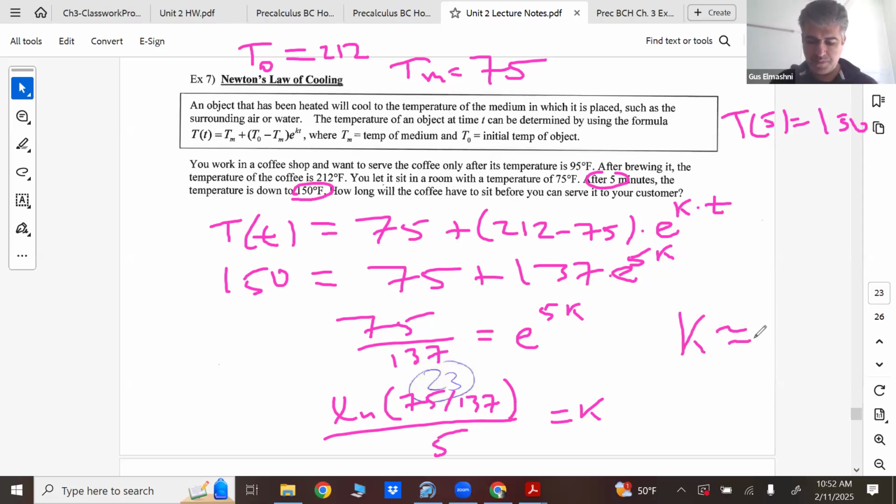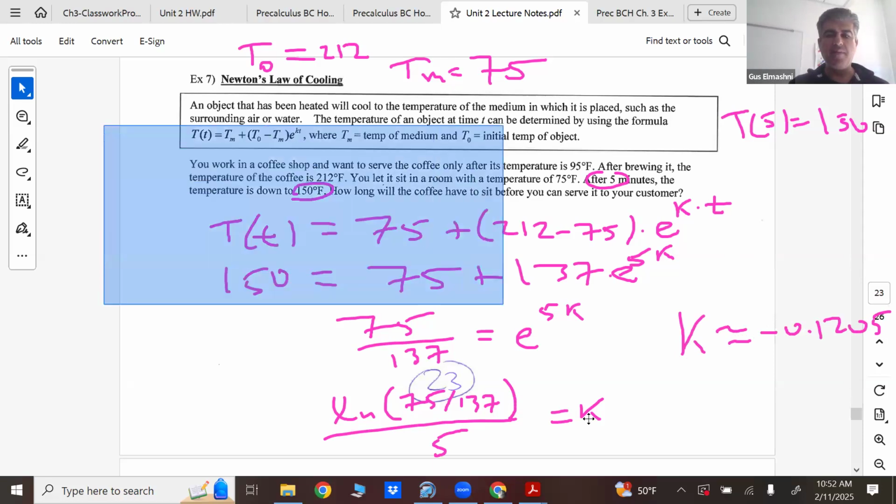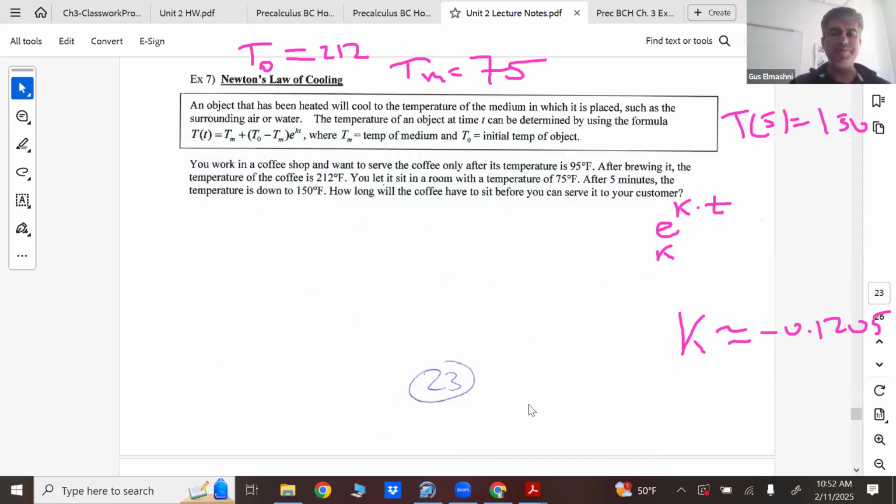Just use a decimal approximation, or keep the logarithm and the division to keep it exact. You can do that. You can also store it in your calculator. If you hit store and then a letter, you can do that too. Sure, you totally could do that.